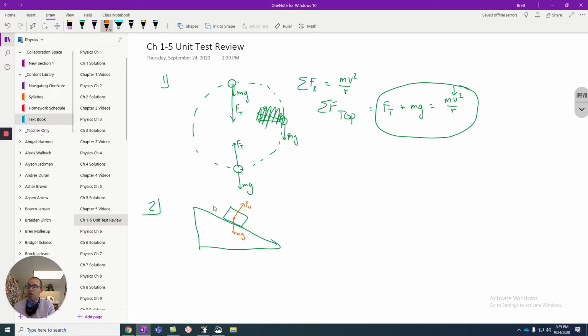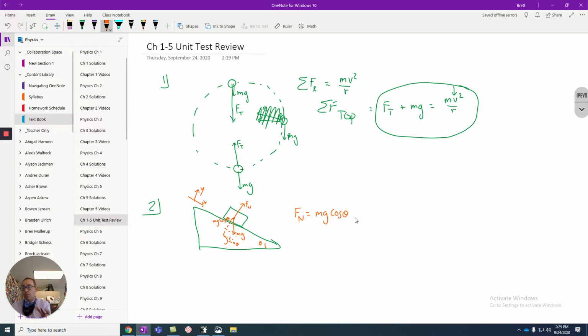What we do know is that if we put our y-axis in the direction of the normal force and our x-axis along the surface, that mg can be broken into two things. It can be broken into mg cosine theta and mg sine theta, where theta is this angle here. Where we walked away with this was the understanding that the normal force will equal mg cosine theta.